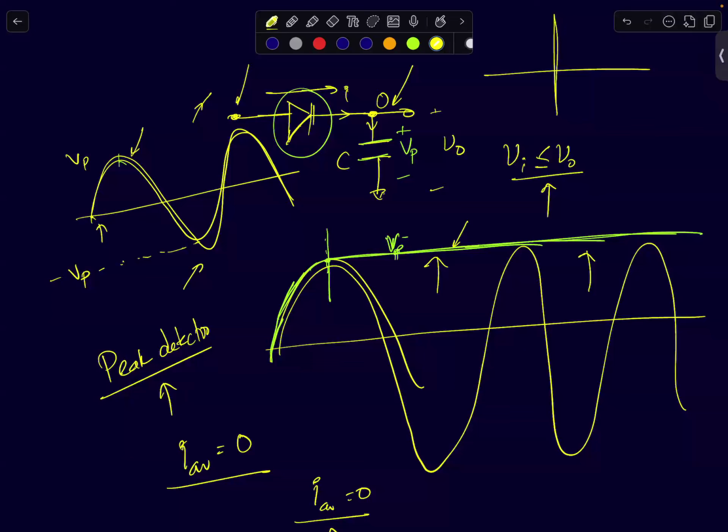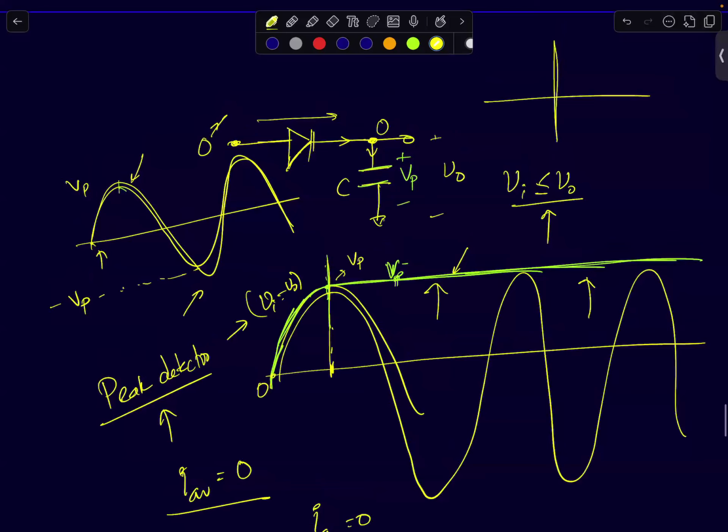See, at this instant, when Vi is equal to V0 until this point, initially output was at 0 volts, input was also at 0. Now input slightly increases. As your input increases, the diode is a short circuit. So input and output are equal. Now at the peak voltage, your capacitor is charged to V peak volts. It is fully charged to V peak volts.